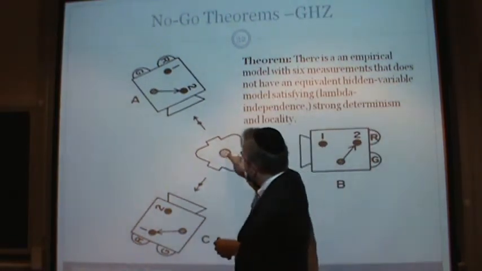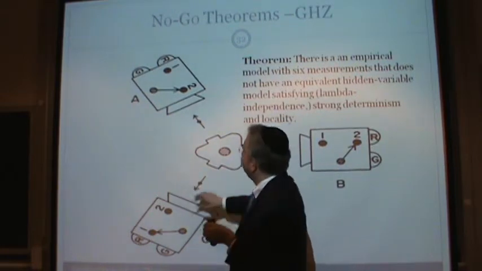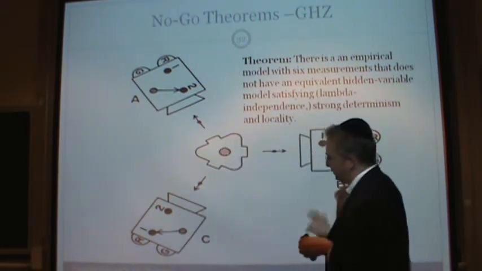You have one source giving out 3 particles. So A, B, and C. A, B, and C.